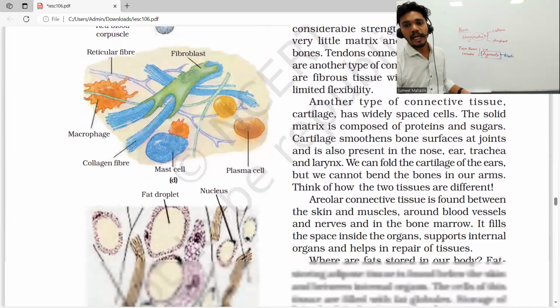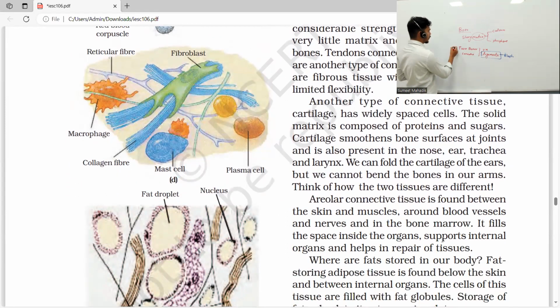Now, another type of connective tissue is cartilage. We have just done this, and now we are moving to cartilage. What is cartilage? A bone-like structure with flexibility. For example, your ear and nose are made up of cartilage. Can you feel a bone over here? No, but they are flexible, right? The cells are widely spaced, and the solid matrix is composed of proteins and sugar. A lot of flexibility is there. In case of ligaments, elastic. In case of cartilage, flexibility is there.